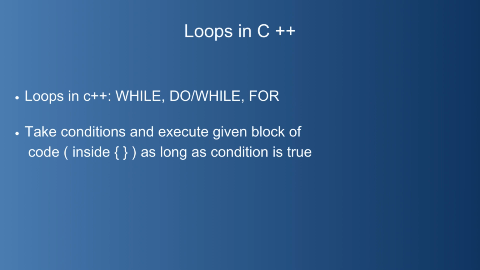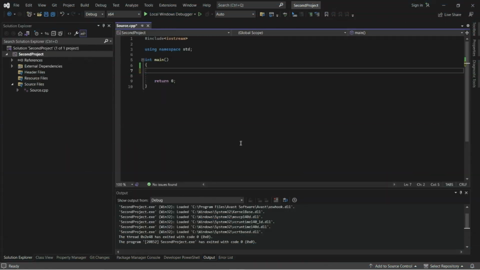In this lesson we are going to look at loops. Loops are used to execute block of code as long as condition is true. We are going to look at while, do while and for loop. Let's first look at while loop.